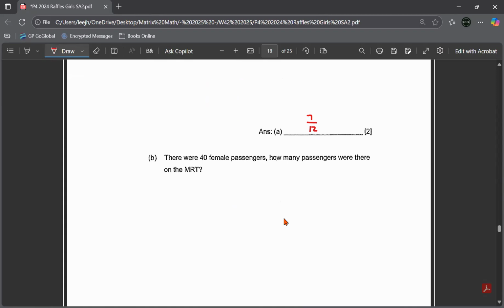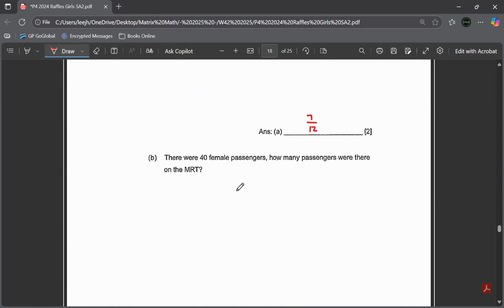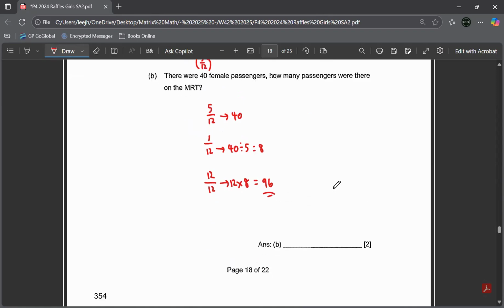B, there were 40 female passengers. How many passengers were there on the MRT? If you look at the female passengers, it says that the fraction of female passengers is 5/12, which means that 5/12 is a value of 40. Because the fraction for female is 5/12. This is male. So look for 1/12, 40 divided by 5, 8. All together, 1 whole, 12/12. 12 times 8, 96. See, 4 marks given to you. 96 passengers.